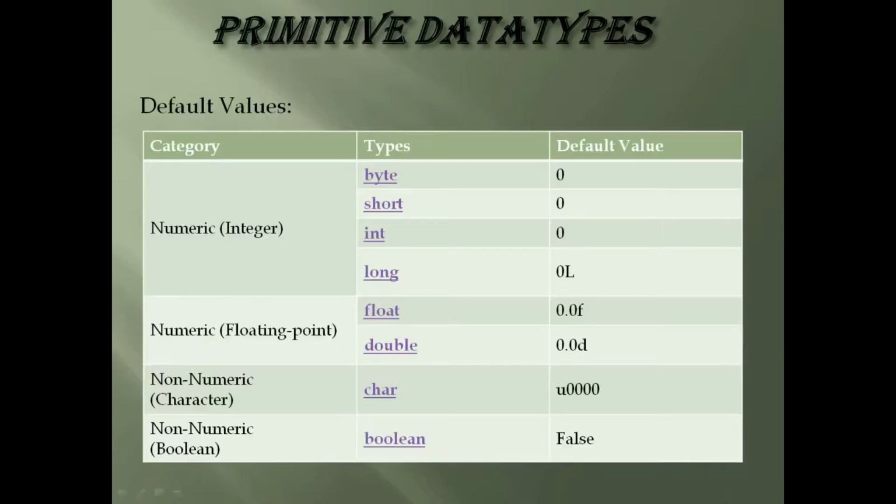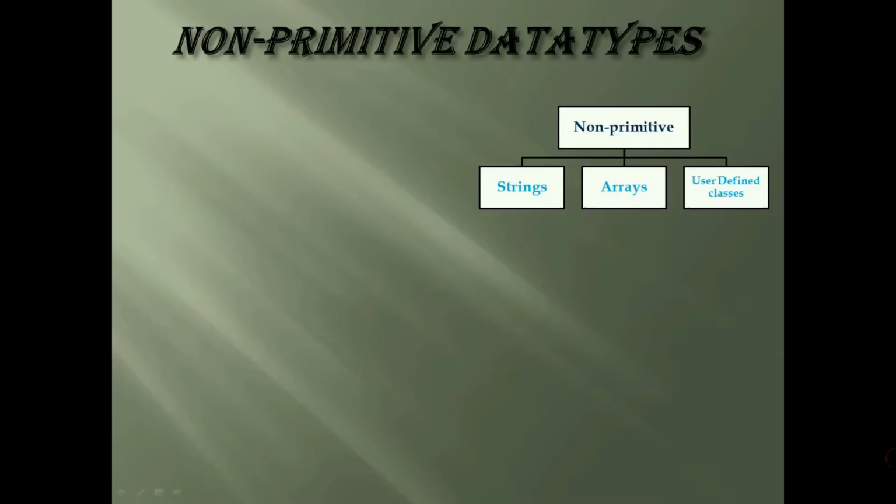Next, we will see the default values of all primitive data types here. Like byte, short and int default value is 0 and long default value is 0L. And float is 0.0f and double is 0.0d. And the character's default value is this. And Boolean is false. So these are the default values of all the 8 data types which come under primitive data types.